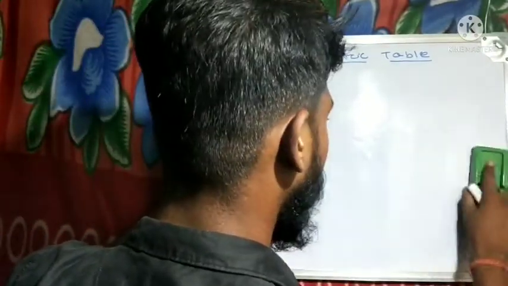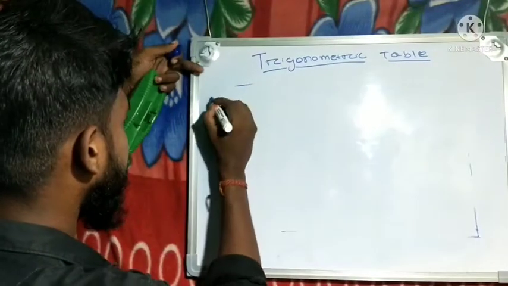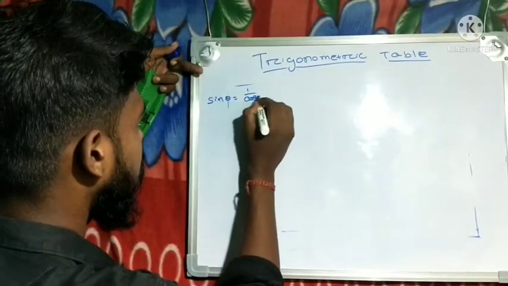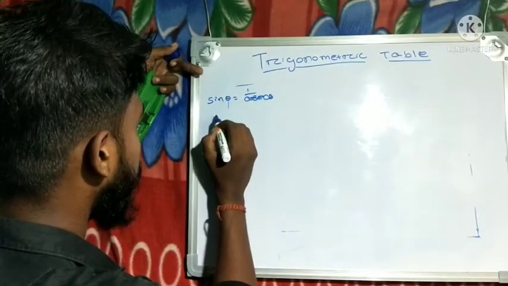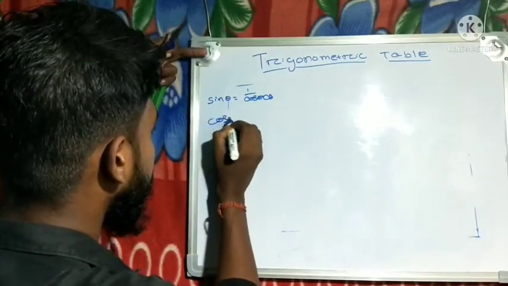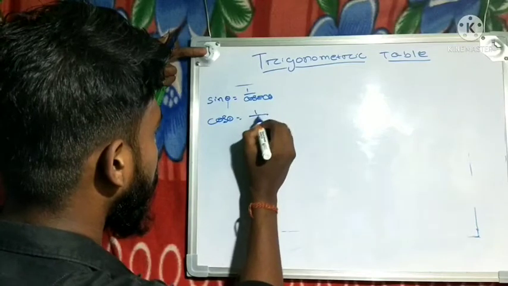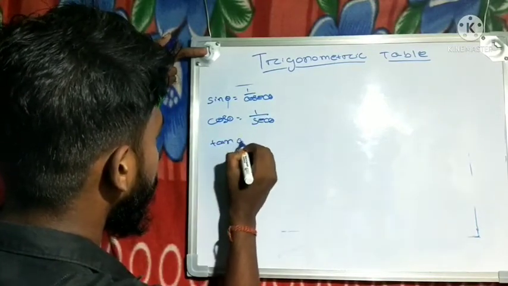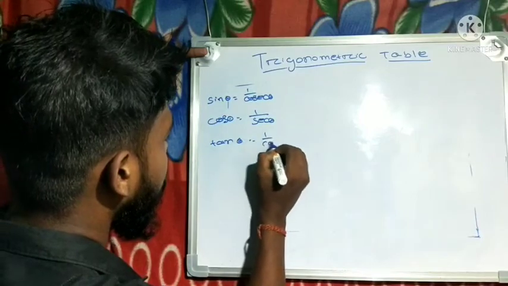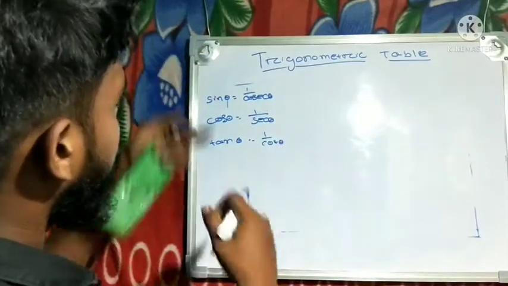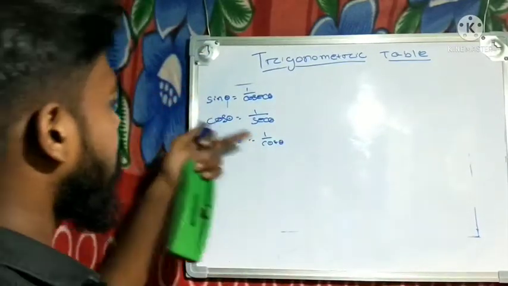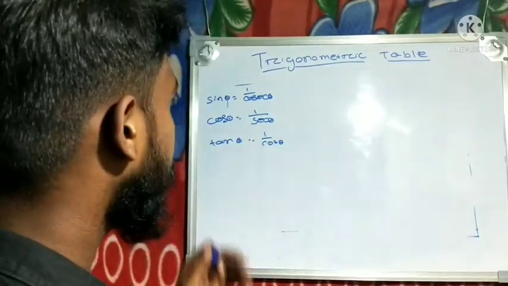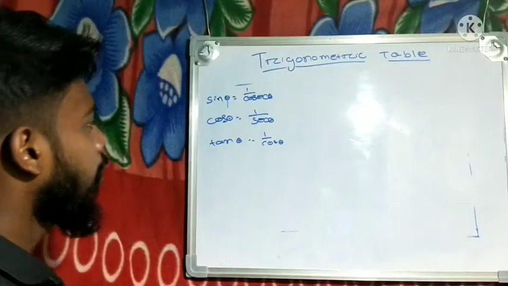Sin theta is equal to 1 by cosec theta. You can check it from my previous videos. Cos theta is equal to 1 by sec theta, and tan theta is equal to 1 by cot theta. You can find the reverse of that: cosec theta is equal to 1 by sin theta, sec theta is equal to 1 by cos theta, and cot theta is equal to 1 by tan theta. This is the first formula.